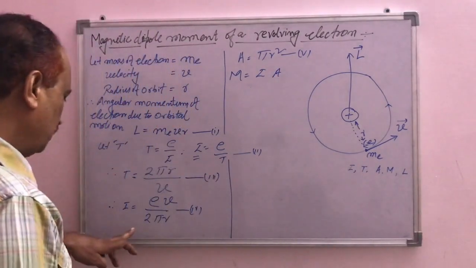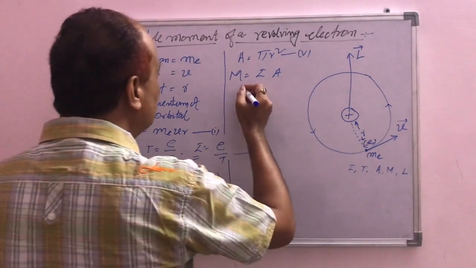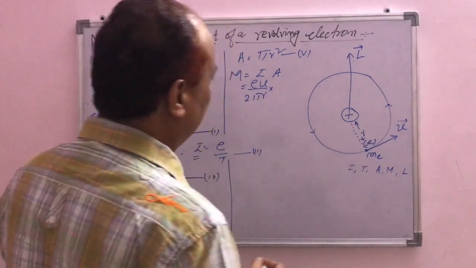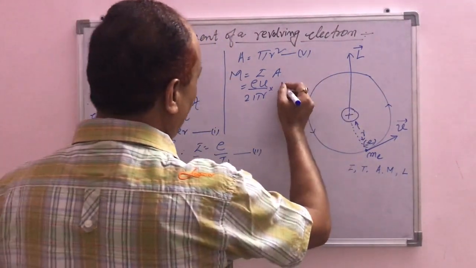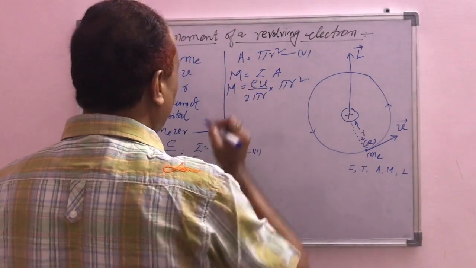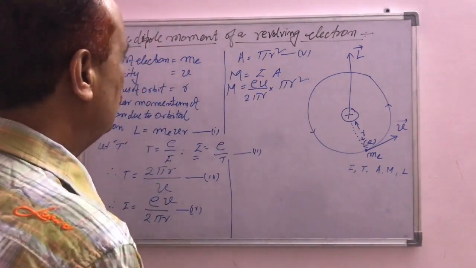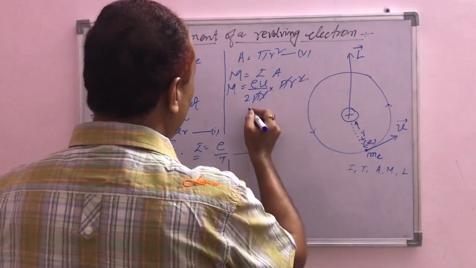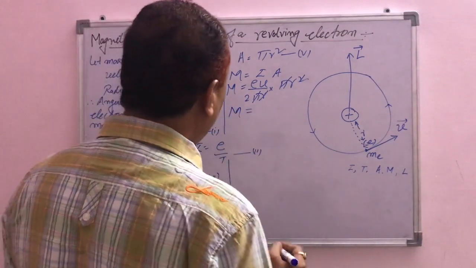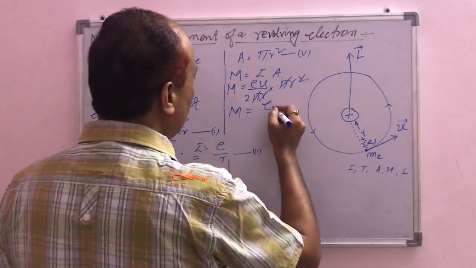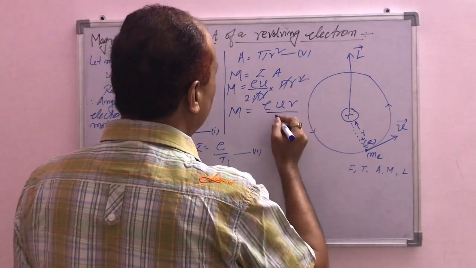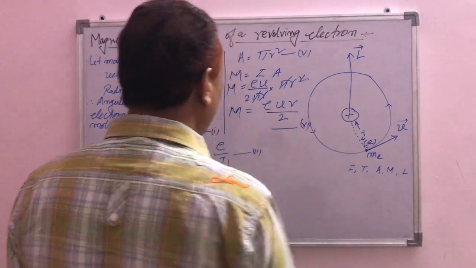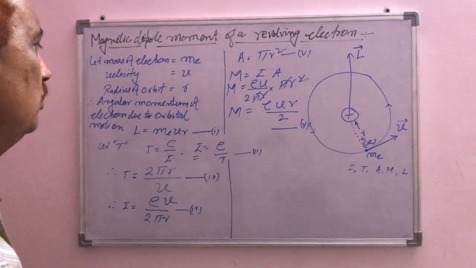The value of I we put here from equation number 4, that is I equal to e v upon 2 pi r, and the area of that circular orbit is pi r square, which gives the magnetic dipole moment of the electron. In this equation pi cancels pi and r cancels r. So the magnetic dipole moment of the revolving electron M will be equal to e v r upon 2. It is equation number 6. So M equal to e v r upon 2.